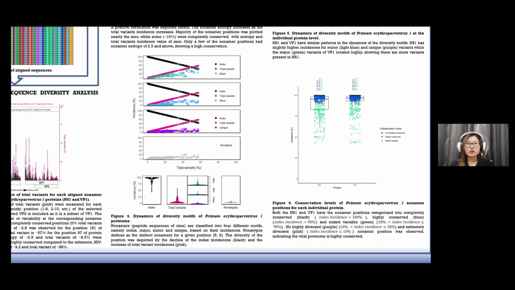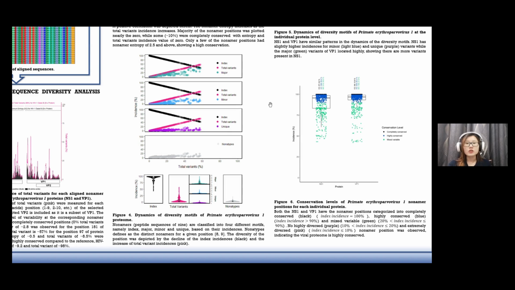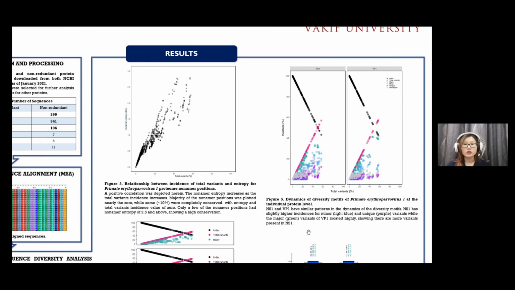The violin plots here in Figure 4 show the distribution of the incidence value for each motif. It provides the overall patterns for the viral proteome, in other words, the proteins analyzed together. When analyzed individually, the same trend was observed as shown in Figure 5.